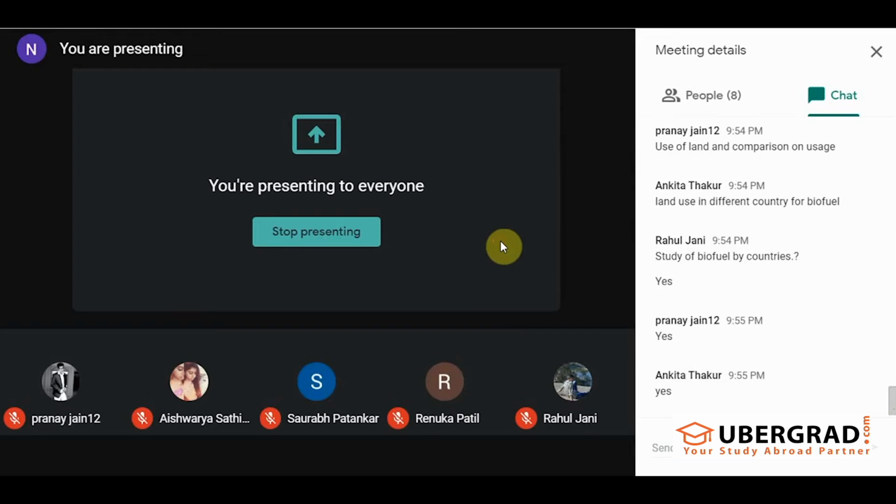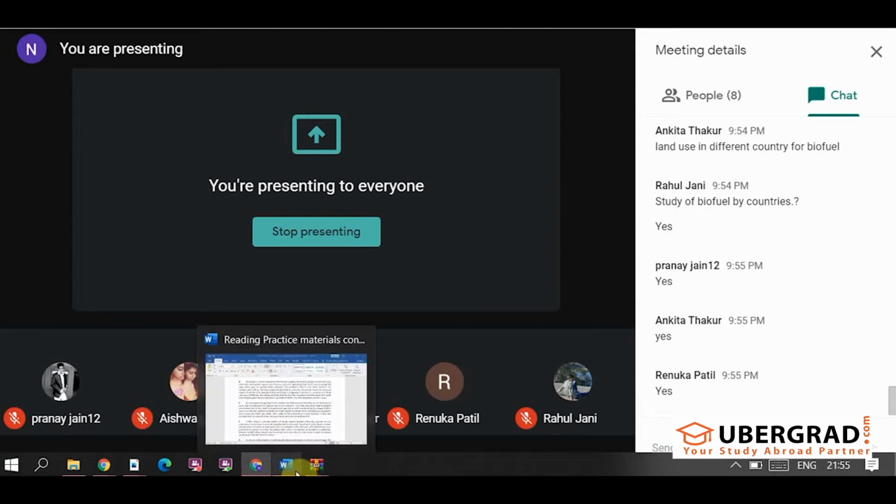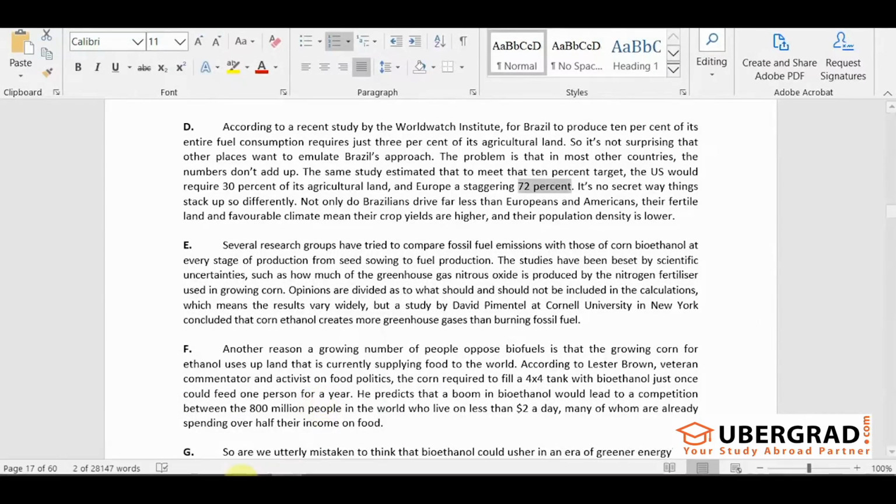All of you? So it is basically comparing three countries. That's what it is doing on the basis of the land that they need. Good. Next para. So what is this para talking about?